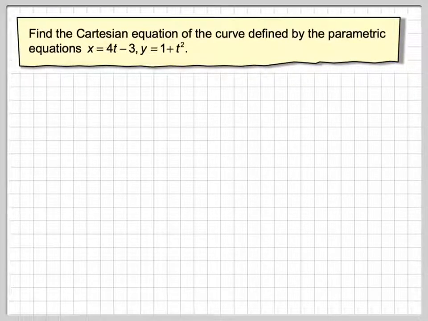Right, in this video we're going to eliminate the parameter of a parametric equation to write it in its Cartesian form. So it says find the Cartesian equation of the curve defined by the parametric equations x is equal to 4t minus 3 and y is equal to 1 plus t squared.